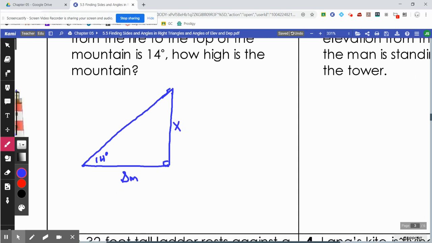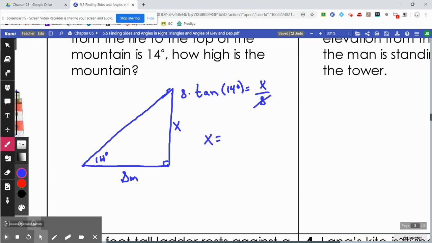So that is now just a simple trig problem. Opposite and adjacent is what you're dealing with. So this is a tangent problem. The tangent of your angle of elevation there is equal to opposite over adjacent. To solve this, we simply multiply by 8, and we get that x has a value of right at 2 miles.